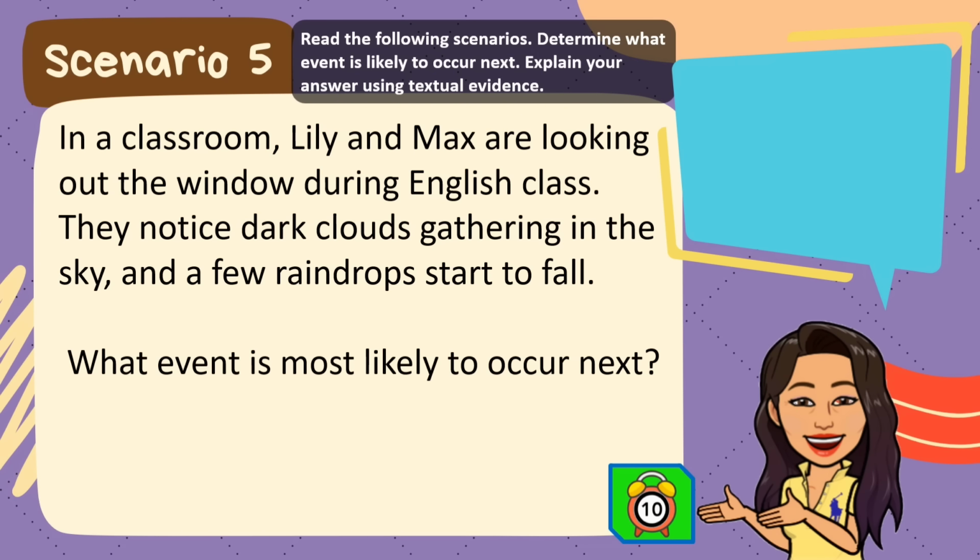In a classroom, Lily and Max are looking out the window during English class. They notice dark clouds gathering in the sky, and a few raindrops start to fall. What event is most likely to occur next?